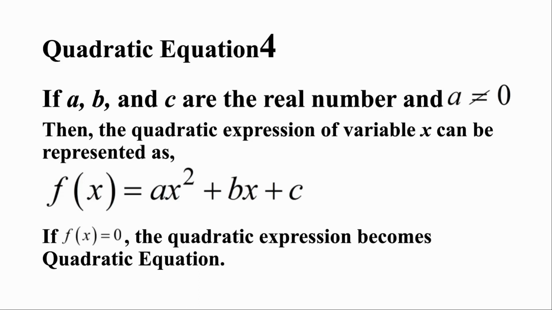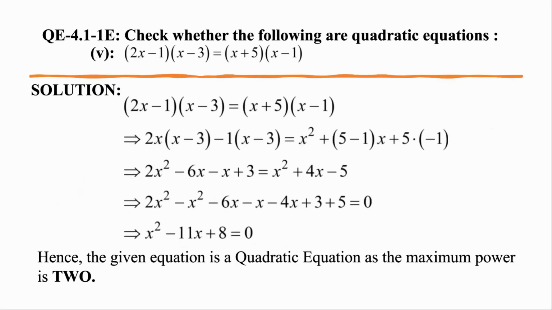It is also given that a is not equal to 0, then it is a quadratic equation. But if a equals 0, then the ax square term will be 0, right? The remaining term is bx plus c. So bx plus c equals 0 is a linear equation, right? Now let's come to the next problem.